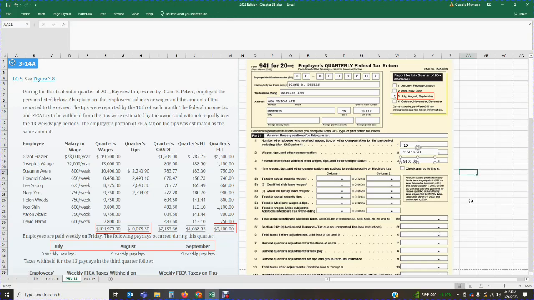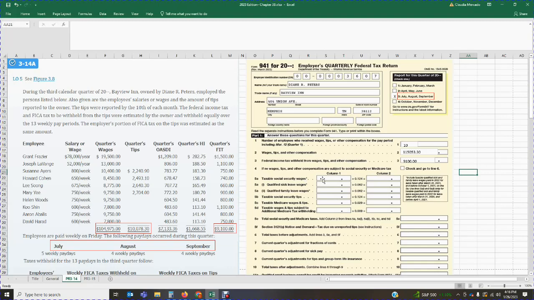Now we go to line number 4. It says if no wages, tips, and other compensation are subject to Social Security or Medicare, check here. That does not apply to us. Our wages and tips are subject to Social Security or Medicare. So now we're going to break out our calculation so we can calculate those amounts. Starting with 5A. It says taxable Social Security wages.